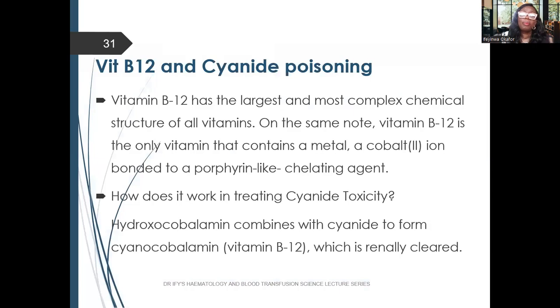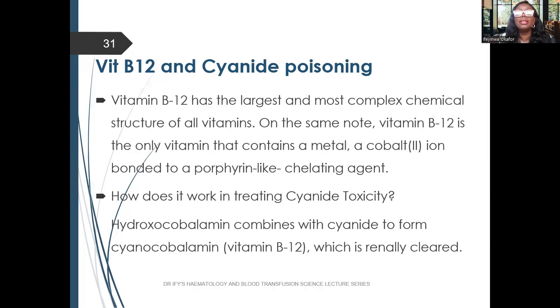Another thing I want to mention here is the relationship between B12 and cyanide poisoning. Remember I said that B12 has the largest and the most complex chemical structure of all the vitamins. And on the same note, B12 is the only vitamin that contains a metal, that is cobalt ion, bonded to a porphyrin-like chelating agent. So how does it work in treating cyanide toxicity?